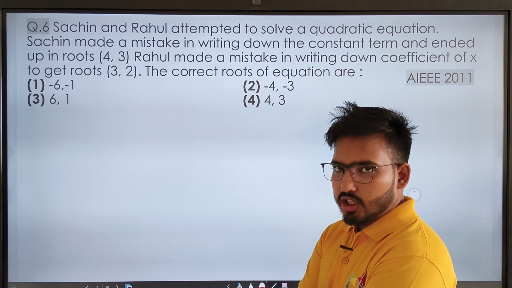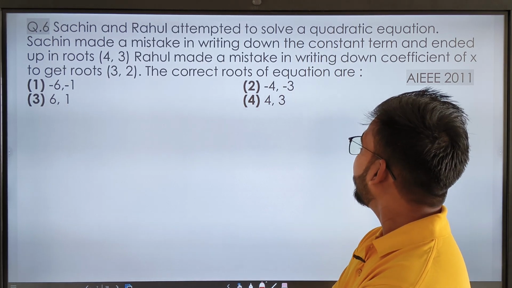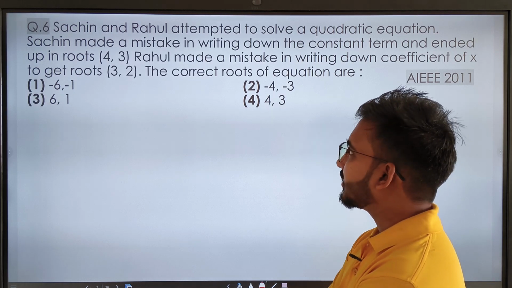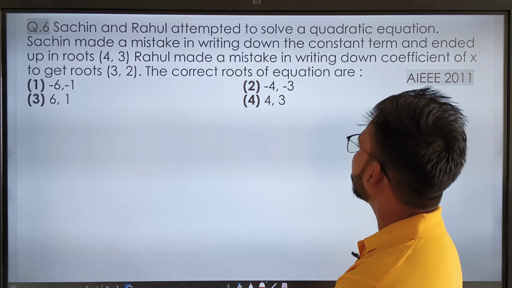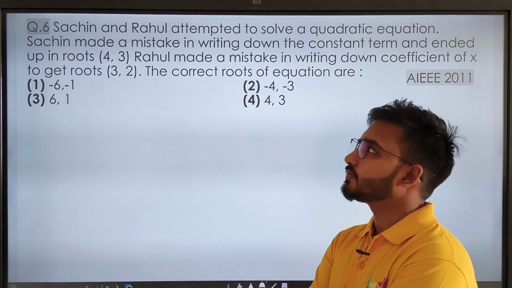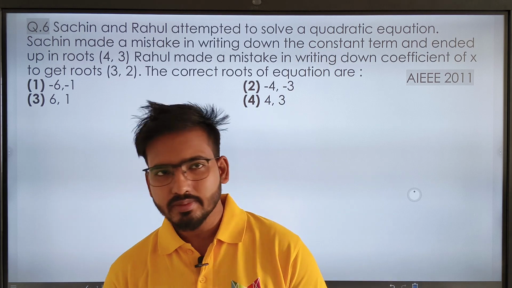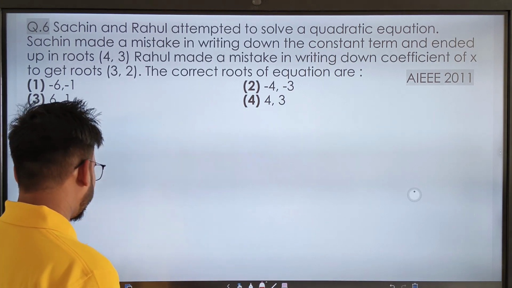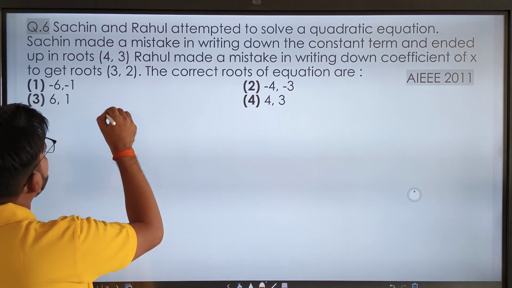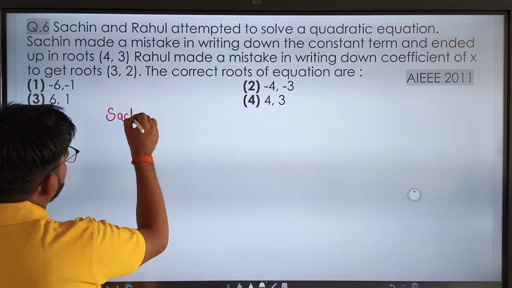Okay. So let's see question number 6. It is saying that Sachin and Rahul attempted to solve a quadratic equation. Sachin made a mistake in writing down the constant term and ended up with roots 4 comma 3. Let's make two cases, Sachin and Rahul. Rahul Dravid, Sachin Tendulkar. Okay.